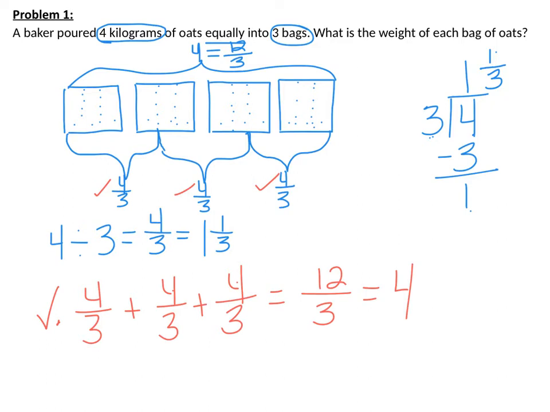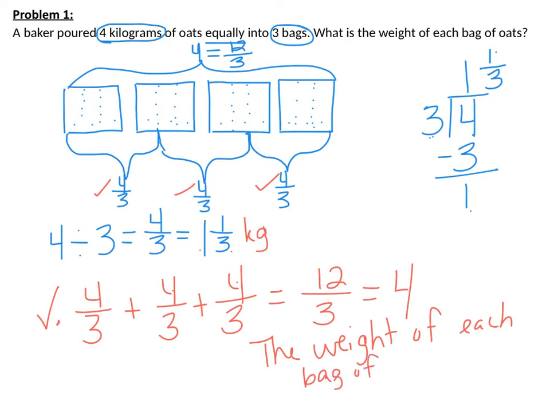But guess what I forgot to put? The 1 and 1 third is 1 and 1 third kilograms. And I need to put this in an answer statement. So the weight of each bag of oats is 1 and 1 third kilograms. Can't forget my unit. And I'm going to circle my final answer just to make sure I know.